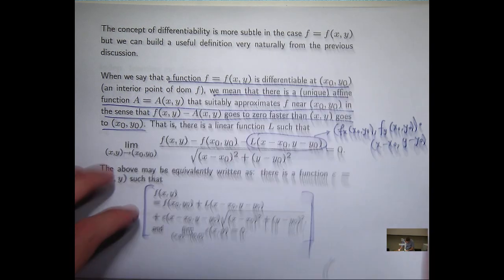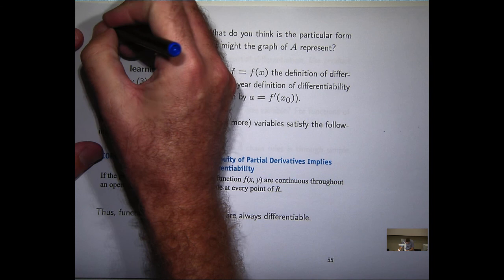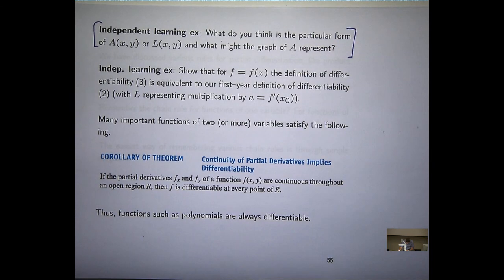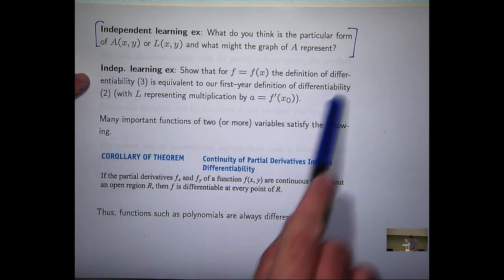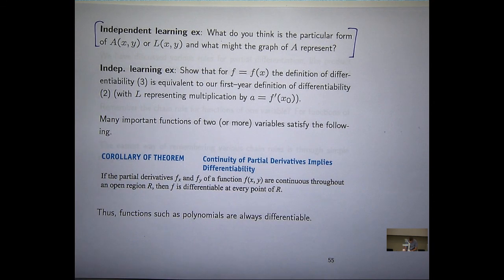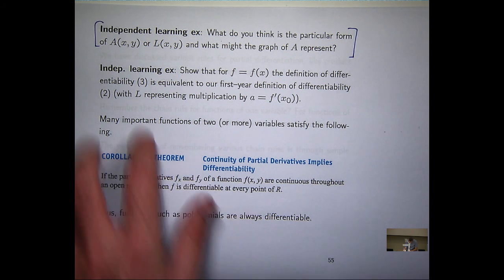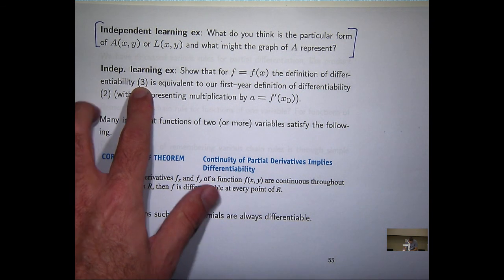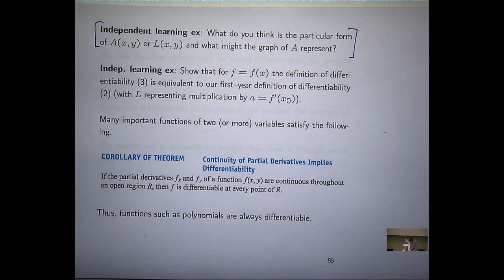So I guess we've answered this question. What do you think is the particular form of the affine function? It's a tangent plane to the surface at the point of interest, right? Now, a good independent learning exercise is this one here. Go back and show that the definition of differentiability in 3 is equivalent to the first year definition.